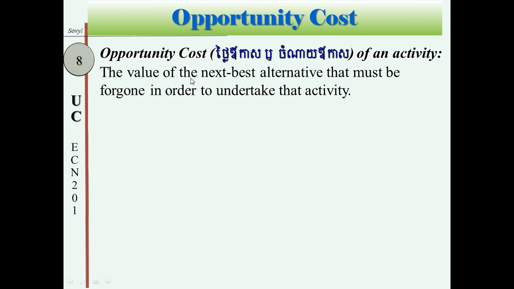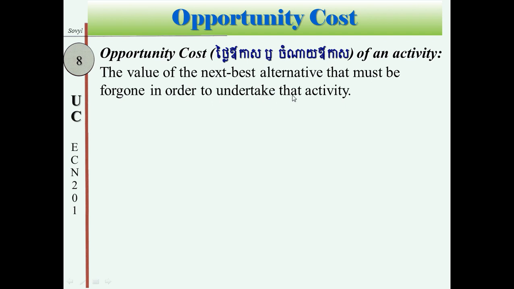The opportunity cost of an activity refers to the value of the next best alternative that must be foregone in order to undertake that activity. Next best, that means not this one. If you take this action, the next one is the other one. The other choice, the other option, the other policy, the other activity must be foregone. What does foregone mean? It's gone. Not here. It's taken away. Okay? Taken away in order to take action.